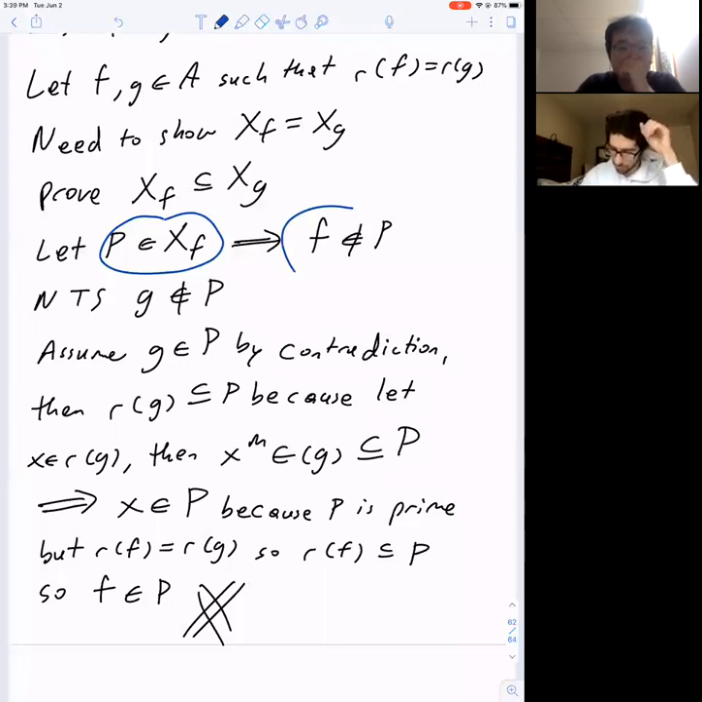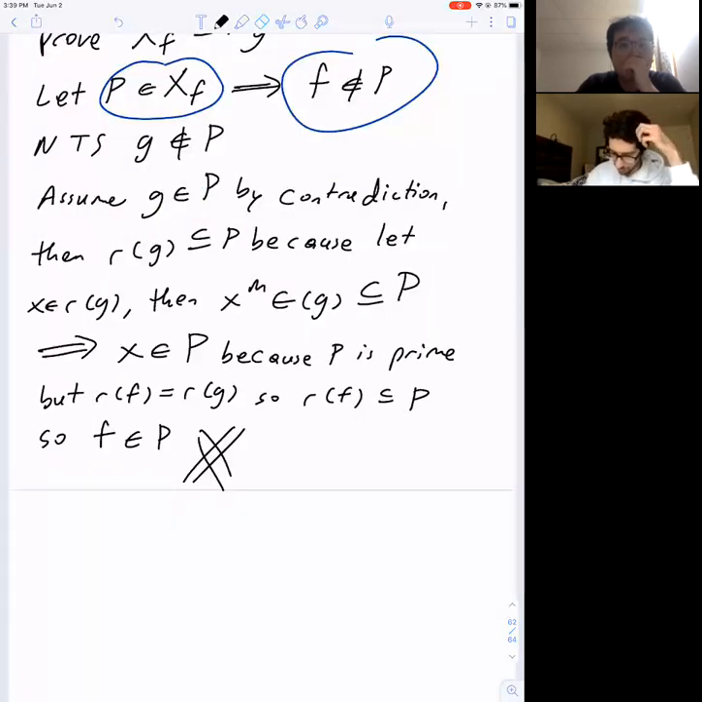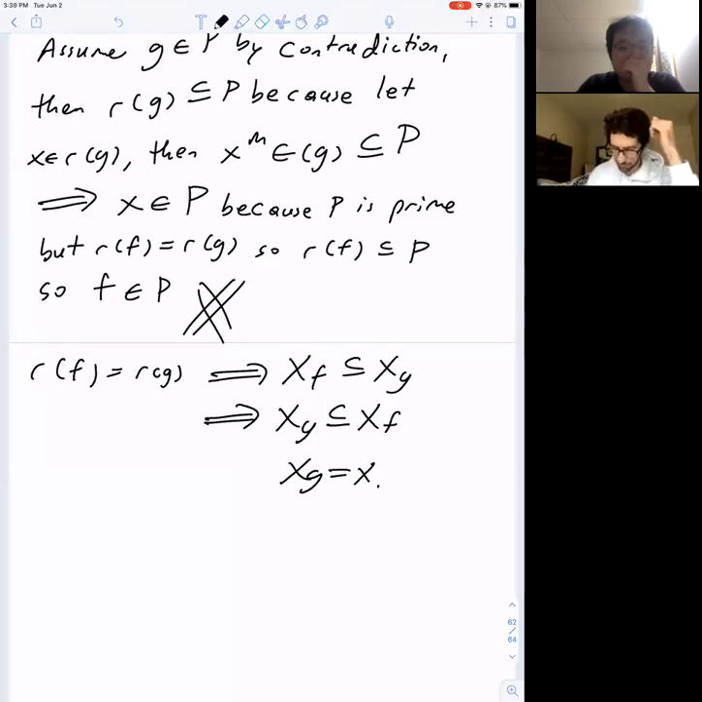So we in fact proved that if the radical of f equals the radical of g, then x sub f is contained in x sub g. And I don't know why there's a difference between f and g. That's the same as just saying x sub g is in x sub f. They're the same thing. Okay. So we proved one direction.